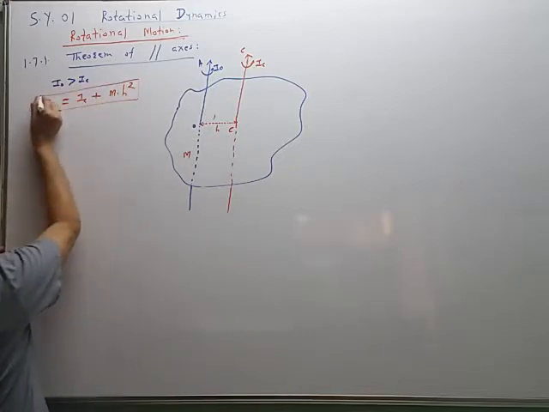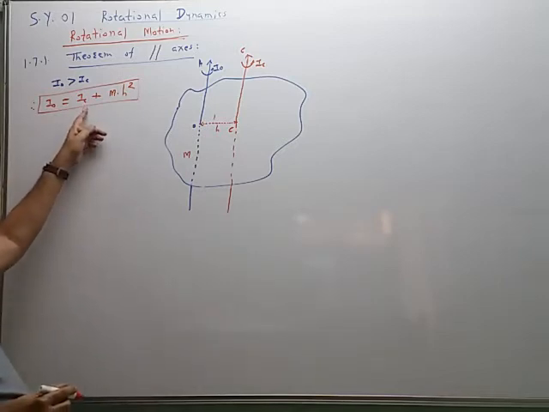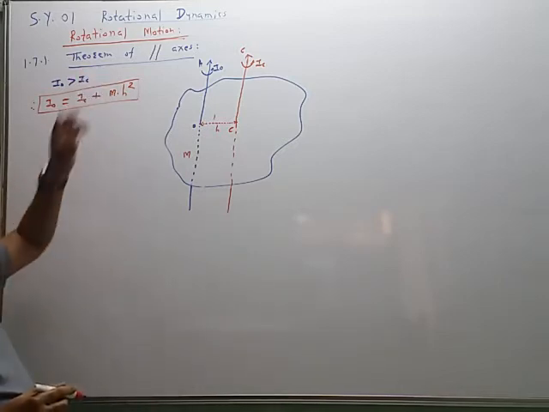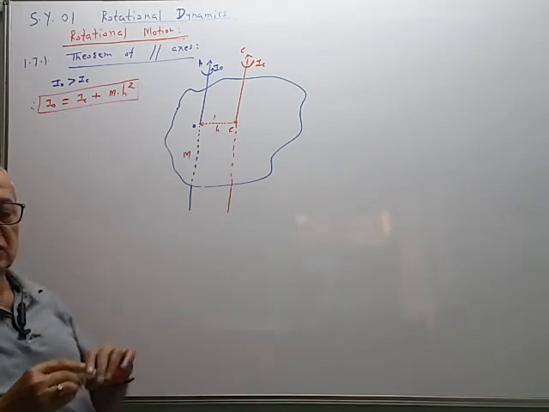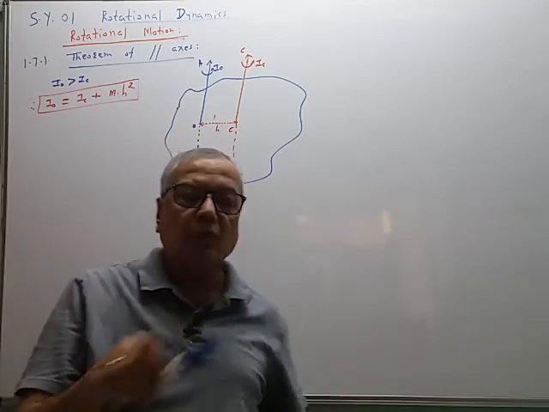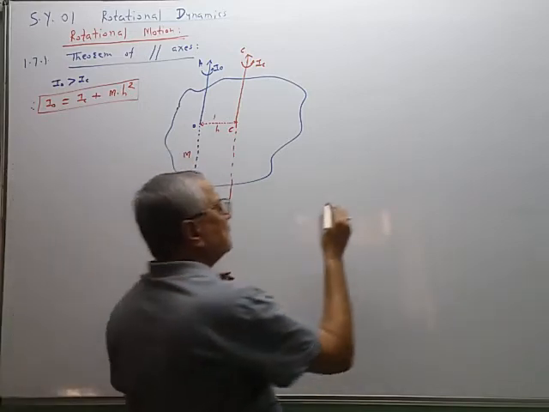So this is the mathematical statement of the parallel axis theorem. So this is the rule. Now you can consider one example.